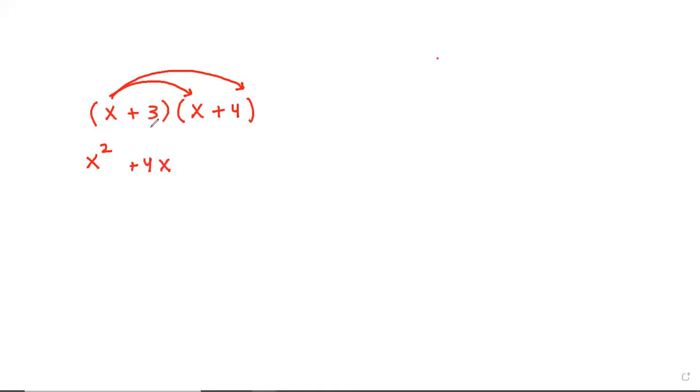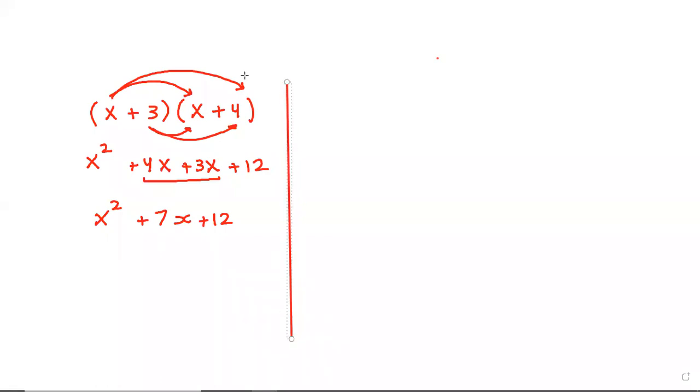And after that, take this 3 and multiply it by all terms in the second bracket. So 3 times x is 3x, and 3 times 4 is 12. And then collect like terms. We have x^2 here, and 4x plus 3x is 7x. Then write plus 12. This is a way to expand.